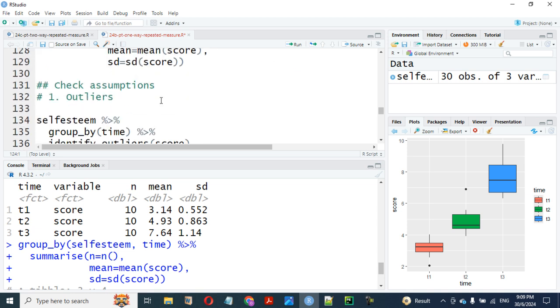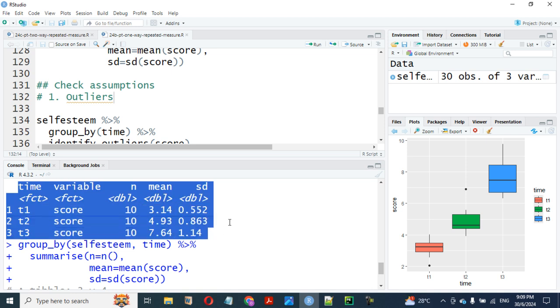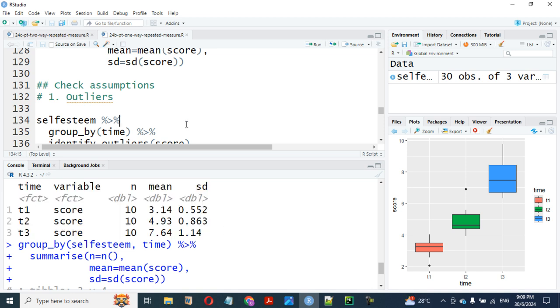All right, so let's check assumptions now that we have understood this. We can see that the mean is slightly different for different times. You can see they are not the same. Each mean for a different time is unique. That is clear from both the plot here and the result we have here. But is this difference significant? I want to check that. So we can check our outliers first.